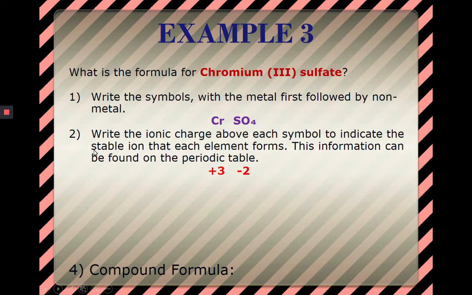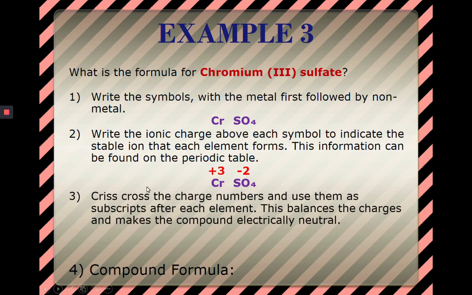The second step is you identify the charge for each element. Here chromium is positive 3 and sulfate is negative 2. The third step is you apply the crisscross rule. So we will get Cr2 SO4 3.